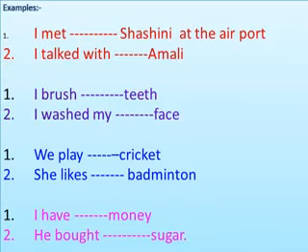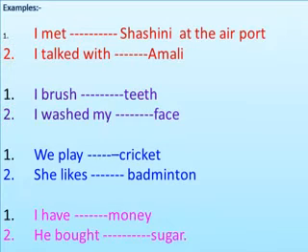Look at the next example. There are two names of games. One is cricket, the other one is badminton. We never say the cricket and the badminton. Look at the sentences. We normally say we play cricket. We never say we play the cricket. We don't say she likes the badminton.